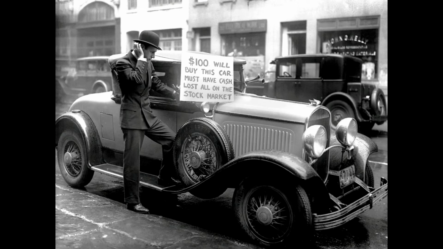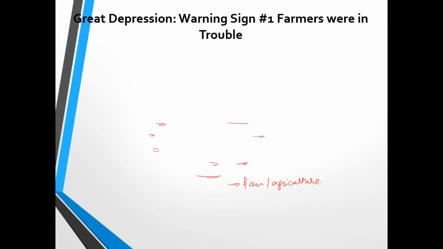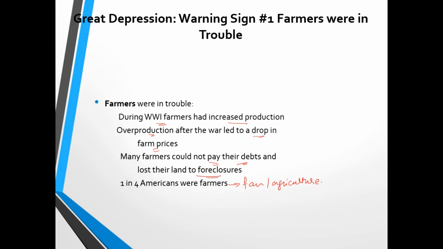Now this was happening: $100 will buy this car, must have cash, lost all on the stock market. So these types of things. Now coming to this warning sign, first symptoms, farmers were in trouble. World War I, farmers increased production, and overproduction led to a drop in farm prices.